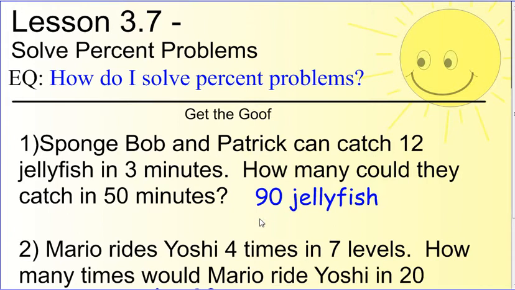Hello, this is Mr. Henry, and this is lesson 3.7, Solve Percent Problems. The essential question is, how do I solve percent problems?